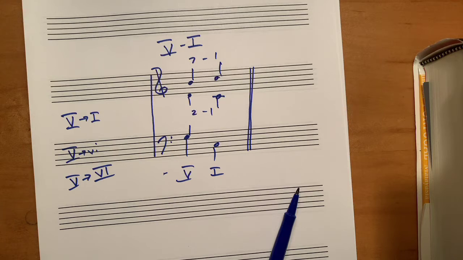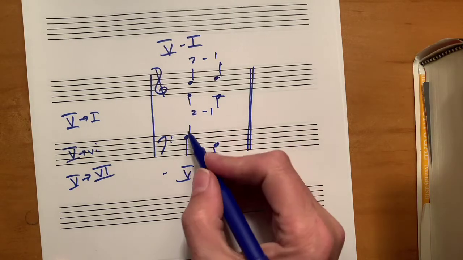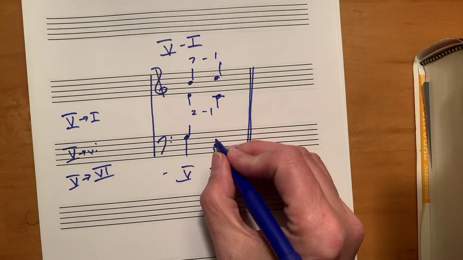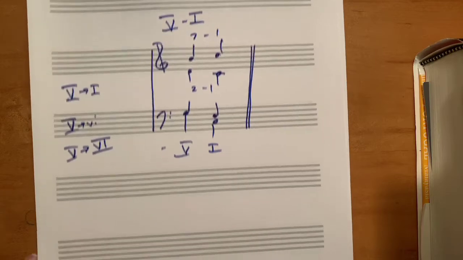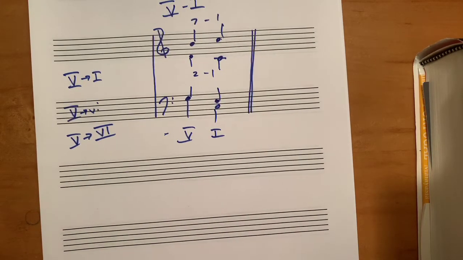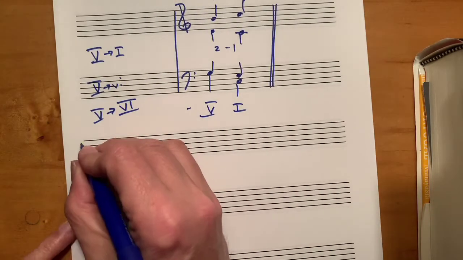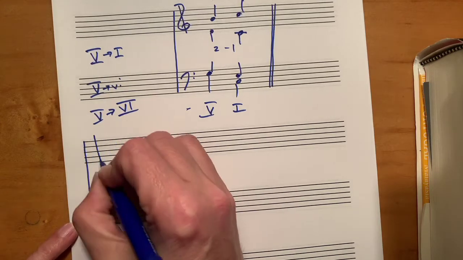When really at the end, here's what that would sound like resolving. We're used to hearing it with the third in there. So this G will often go down to here. So let's talk about different ways of resolving the 5 chord.